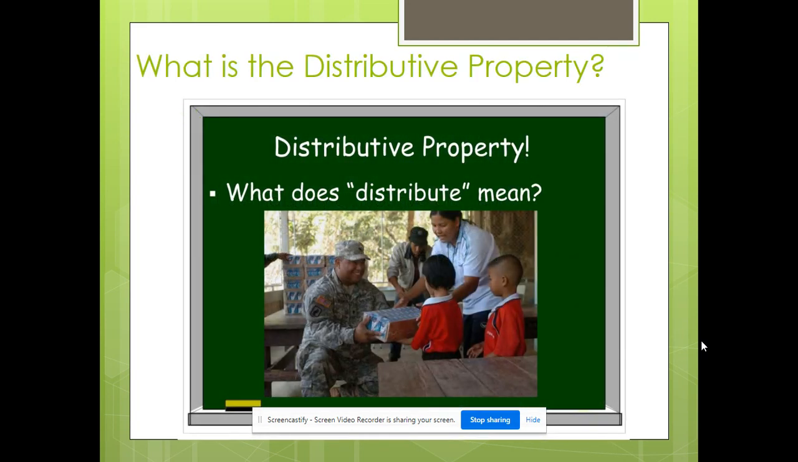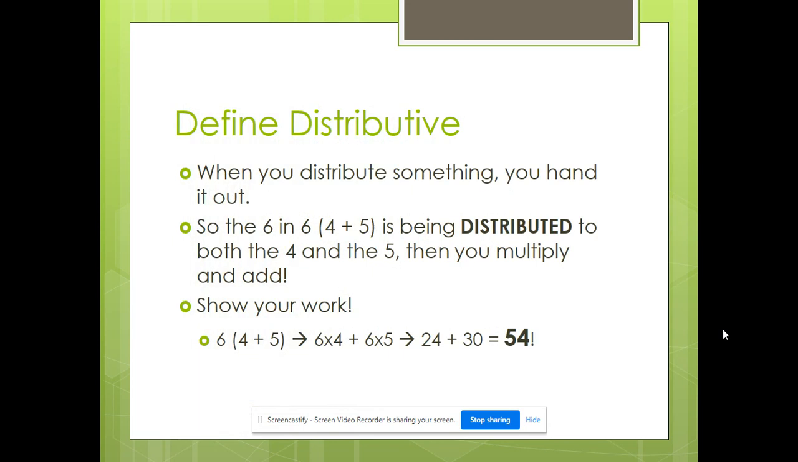We've been working with properties of operations like the commutative property and the associative property. Now we're working with the distributive property, and I'm pretty sure you've seen it before, so this is just a quick reminder. So what does it mean to distribute? Let's look at this picture. What are they doing? Looks like they're distributing the food or the drinks or something in boxes to the students, to the kids. When you distribute something, you hand it out.